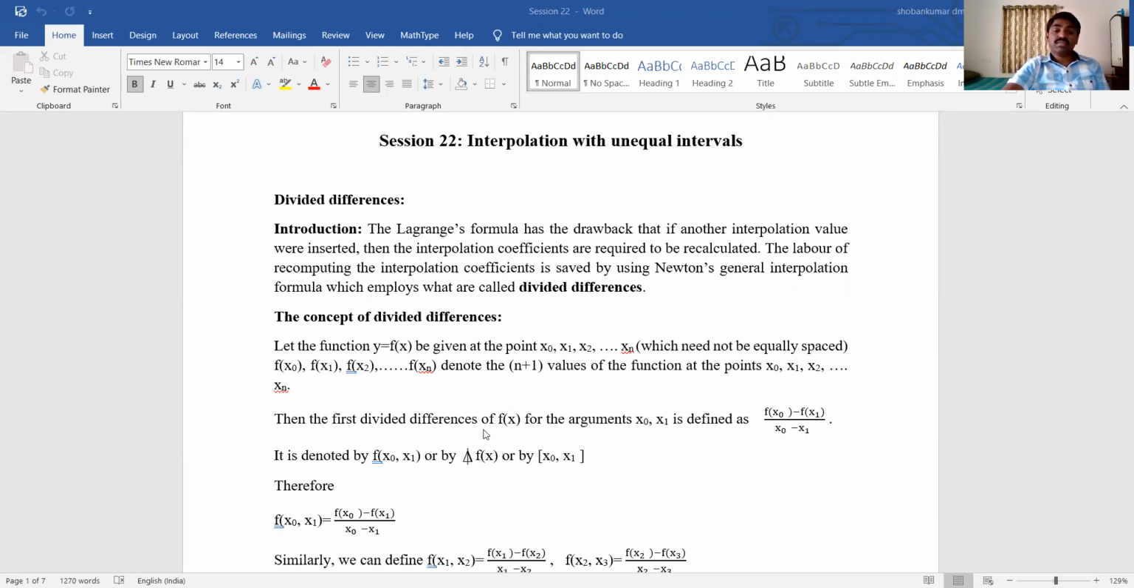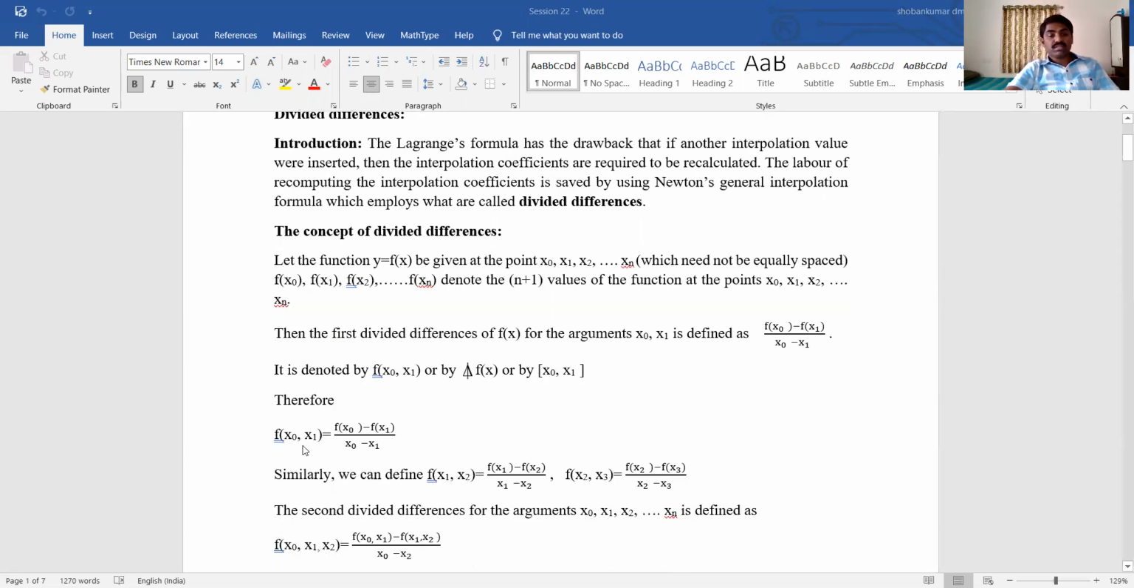Then the first divided difference of f of x for the arguments x0, x1 is defined as f of x0 minus f of x1 divided by x0 minus x1, or f of x1 minus f of x0 divided by x1 minus x0. Both are correct. And it is denoted by f of x0 comma x1, or delta, the divided difference operator, delta f of x0 comma x1.